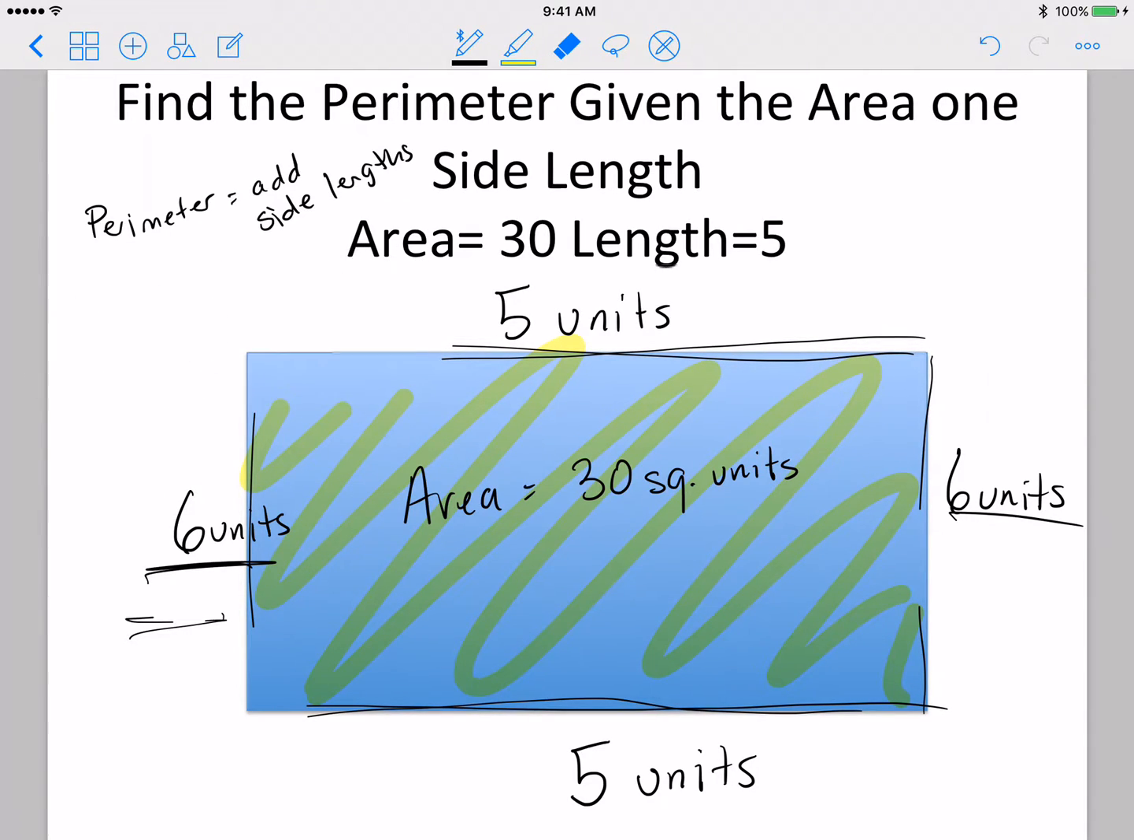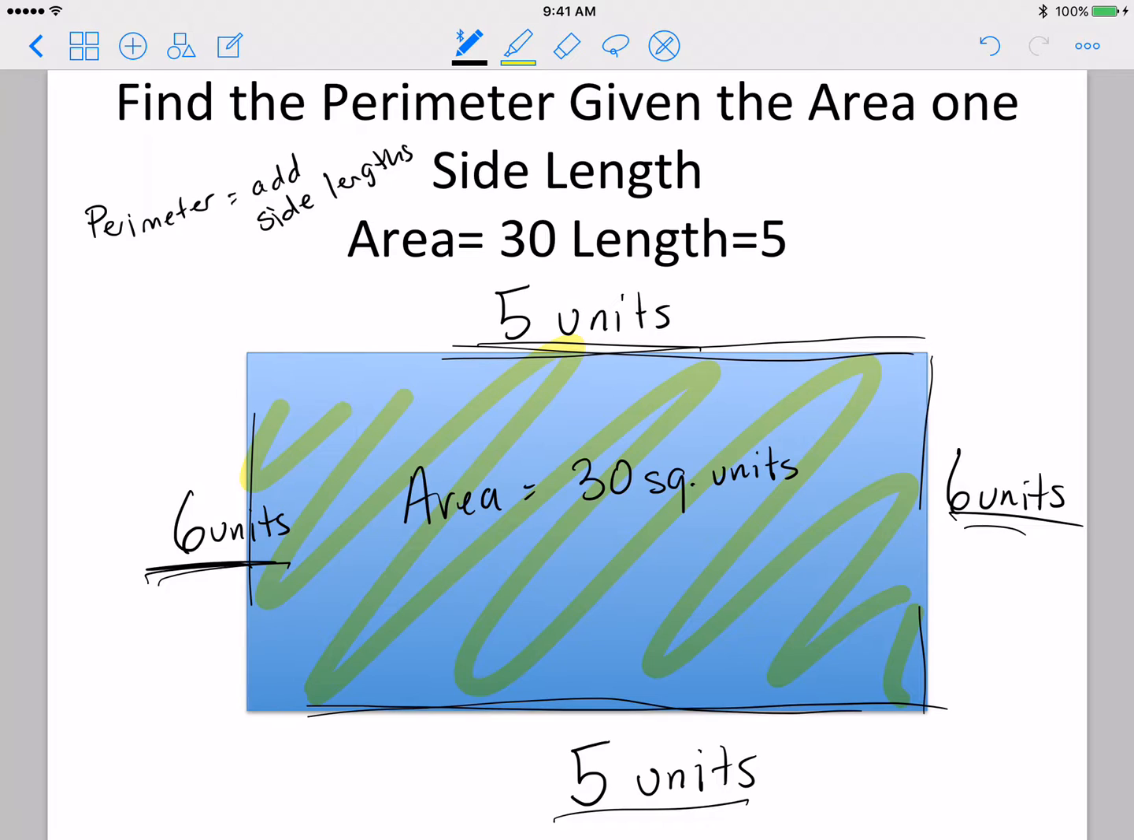We've been doing a nice job showing our work. But now we want to focus on the perimeter, since that's what the question is asking. We want to find the perimeter. So to find the perimeter, we need to add all the sides. So we need to add 5 plus 5, and then 6 plus 6.